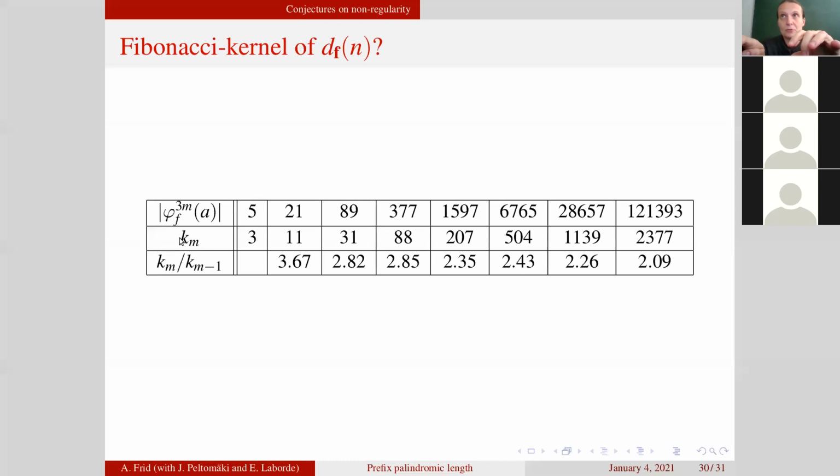And this is very strange because, you know, the Fibonacci word was, I guess, the very first word for which somebody, I guess it was Michelangelo Bucci and Luca Zamboni, tried to compute the prefix palindromic length. They found that it is probably unbounded. Well, it was proven that it is unbounded because the Fibonacci word avoids 4th powers. But at the moment, nobody can really give a formula for the prefix palindromic length of the Fibonacci word. And it seems that the formula will be very complicated, or maybe there is just no nice description at all.